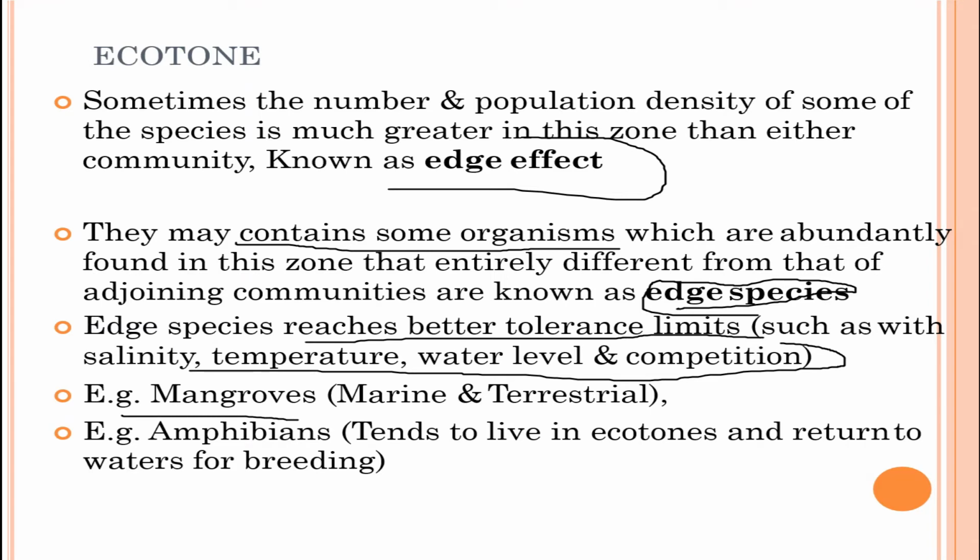Mangrove is a hybrid of two ecosystems, marine and terrestrial habitats. Mangroves are very tolerant of most biological conditions. Also, we have amphibians, which tend to live in ecotones and return to water for breeding. Amphibians such as frogs and toads survive in two ecosystems very easily.